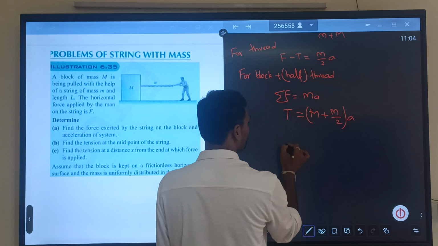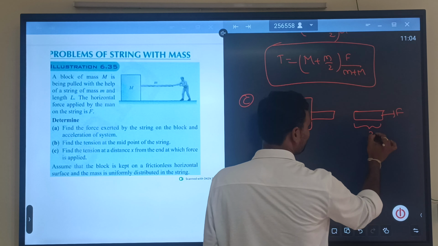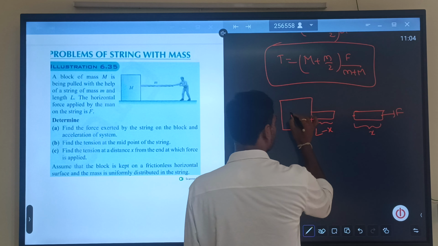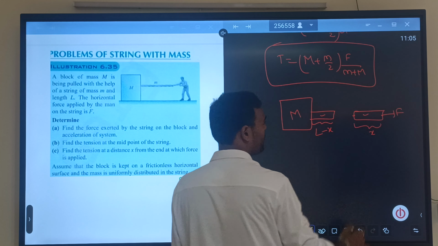See here, it is one of the most important concepts. Suppose here the distance is x. Find the tension at a distance x from the end at which the force is applied. This is the point where the force is applied, this is the length x, and this is the remaining length L minus x, whose mass is m. Then what would be the mass of this part and of this part?